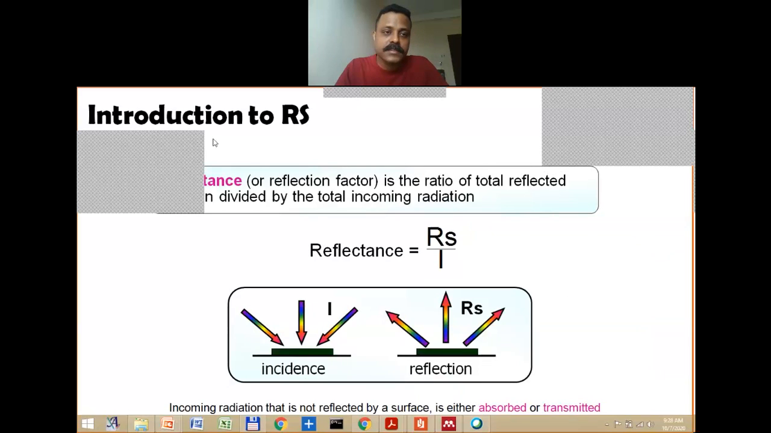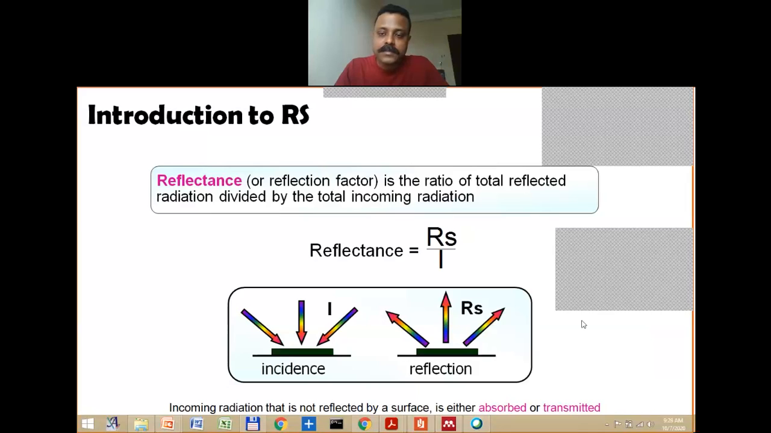Can you see this? This is a very important slide whenever you want to study the subject of remote sensing. This tries to elaborate the concept of reflectance. Whenever you try to read a paper, or if you are talking to someone in terms of remote sensing science, you will hear the word reflectance. So what is reflectance?